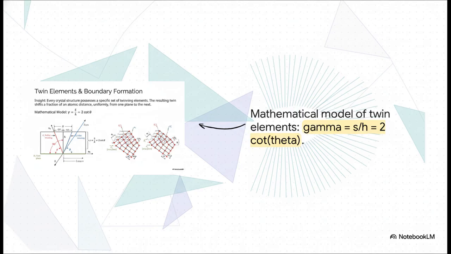Every crystal structure has a specific set of twinning elements. In twinning, the resultant twin shifts a precise, uniform fraction of an atomic distance from one plane to the next. This is perfectly quantified by a mathematical model, relating the shear strain directly to the atomic spacing and angle. It's a highly ordered, mathematically predictable shearing that completely reorients the lattice in one swift, coordinated movement.